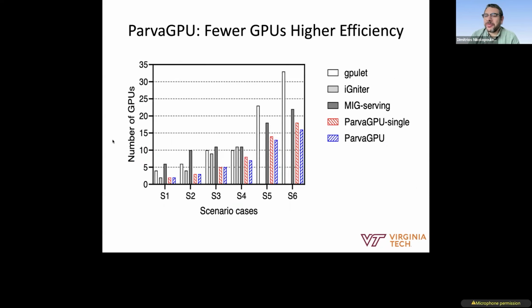In terms of real-world performance, this was tested on a cluster with A100 GPUs with 6 different scenarios of packing multiple DNN models on the same GPU and having specific SLO requirements. The headline here is that our system requires 30 to 45% fewer GPUs than the best alternatives out there, things like GPUlet, iGniter, and MIG-serving. There has been prior work that we have to compare against.